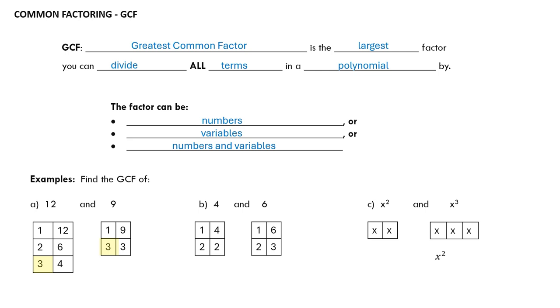In example B, we're asked to find the greatest common factor of 4 and 6. So we list all the factors of 4, all the factors of 6, compare the two tables, and we can see that the greatest common factor in this case is 2. In example C, we're comparing x squared and x cubed, and we see that the greatest common factor of them happens to be x squared.